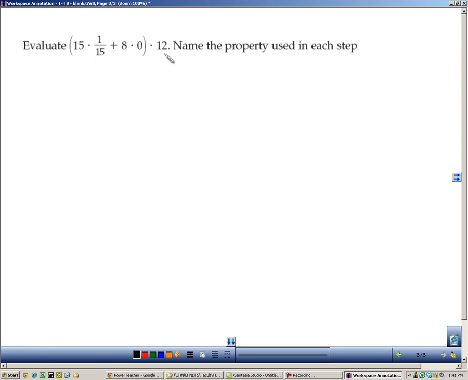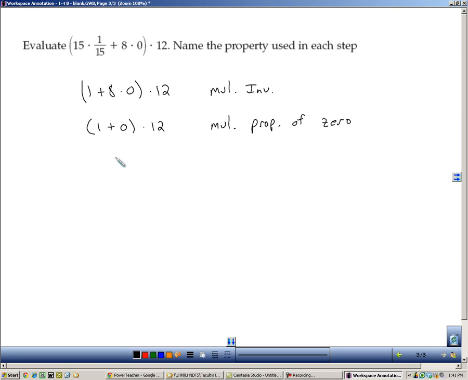In this example, we will start by using inside the parentheses multiplication. So 15 times 1 over 15 is 1. And the property that says that I can replace 15 times 1 over 15 with a 1 is the multiplicative inverse. 15 and 1 over 15 are called reciprocals of each other. Now I'm going to take 8 times 0 and get a 0. The property that says I can multiply something by 0 and end up with 0 is the multiplicative property of 0.